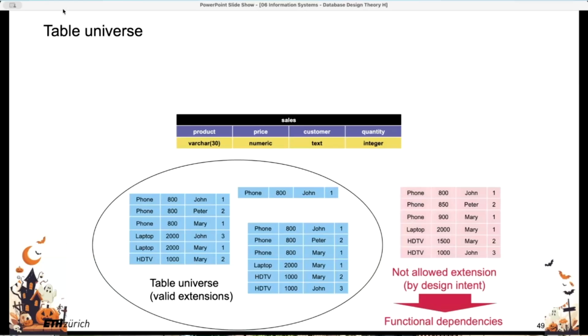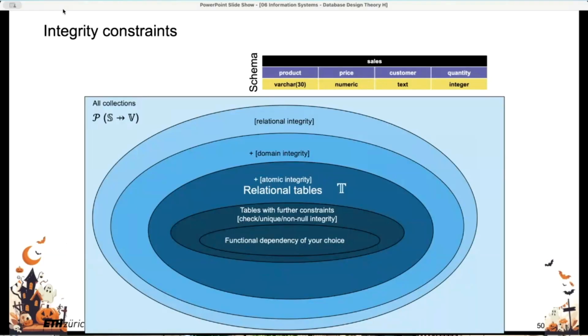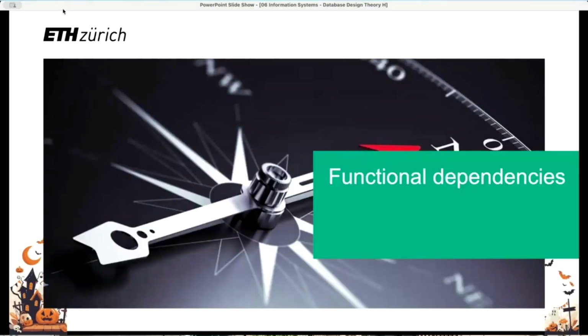But the problem is that I don't have a way of disallowing this with the tools that we've seen until now, right? How can I express that? I don't think I can use a check or unique, that just doesn't work. We need something else. And that something else is the functional dependencies that I'm going to introduce now, right? So this is going to fit in that picture.